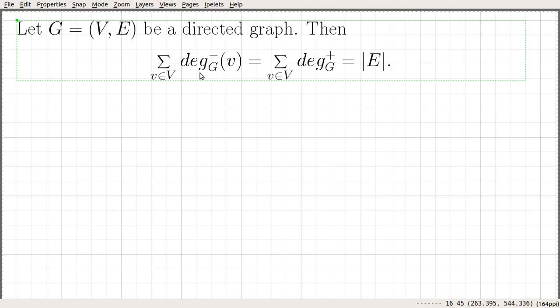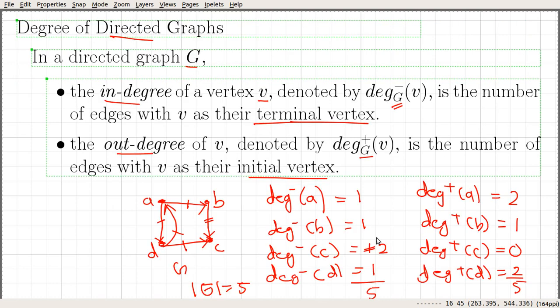If you consider the in degree of each and every vertex and add them together, that will be equal to the sum of the out degree of each and every vertex, and that will be equal to the number of edges in that graph. That's what we saw here, right? If you add this, you get 5. If you add this, you get 5. These two quantities are equal, and that is equal to the number of edges in that graph.